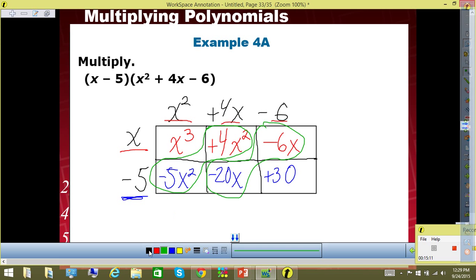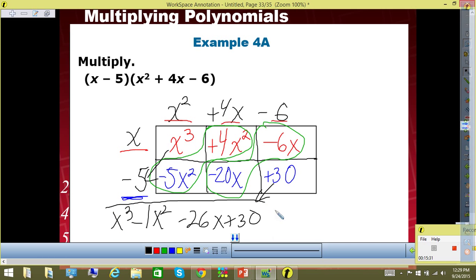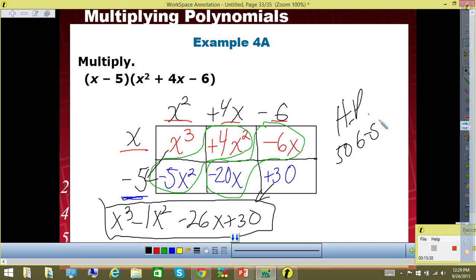We're going diagonally, so let's see. X squared, negative 5 plus 4, that's negative 1. These are x's. Negative 20, negative 6, that's negative 26. All we have to do is bring down the positive 30 and bring down the first term, which is x cubed. Bam! Home plate for tonight is on page 506 to 507, and now you're doing the 1 through 22 evens.